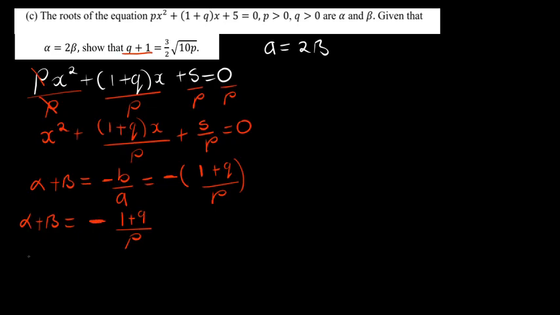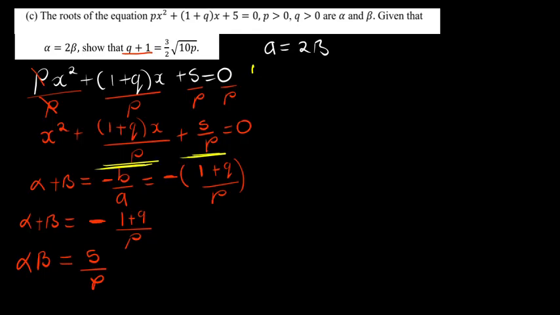And what is the product in this situation? My product here is 5 over p. In short, what I'm trying to say here is that this is my sum and this is my product. That's what I'm trying to say.